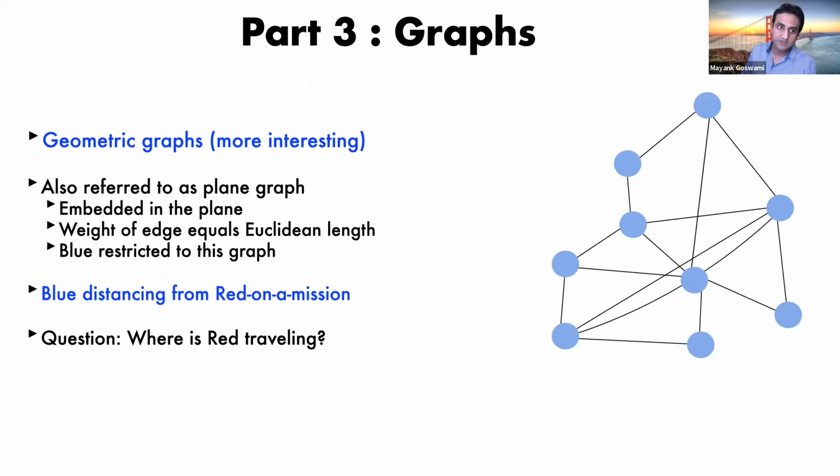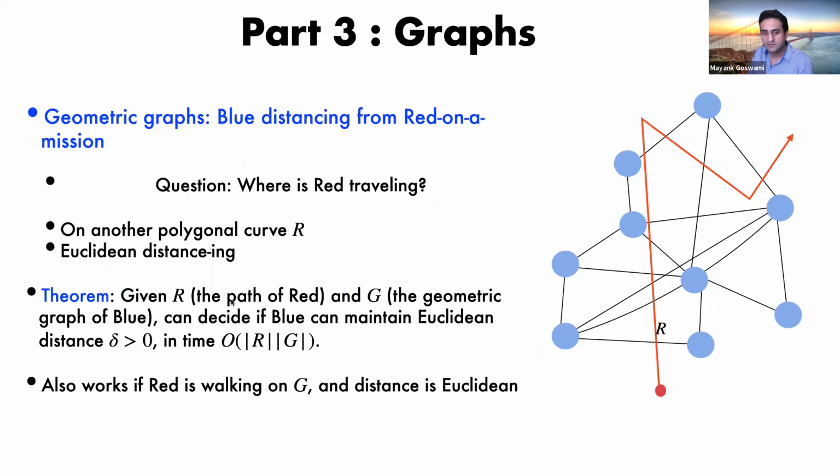So by geometric graph, I mean a plane graph. So it's embedded in the plane. And the weight of an edge will equal the Euclidean length of the edge for us. And so first, let's look at the setting where blue is trying to stay away. So blue is restricted to stay on this graph, and it's distancing from red. Now, question is, where is red traveling? So red could travel either on the graph or on some other polygonal curve.